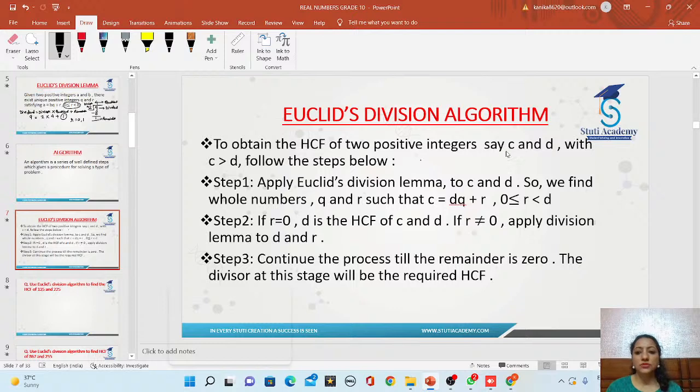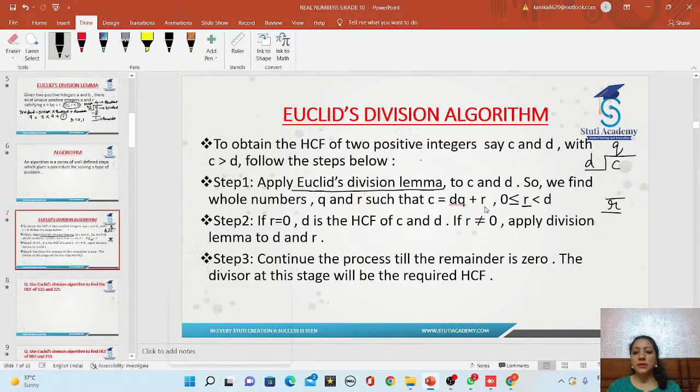So Euclid's division algorithm we use to obtain the HCF of two positive integers. Let's take two positive integers as C and D, where C is strictly greater than D. Then we follow the following steps. We apply Euclid's division lemma to C and D. We divide the bigger one, C, by D, the divisor. We'll get some quotient, let's say Q, and the remainder R. So we have C = DQ + R, where the remainder is strictly less than the divisor, or we can have the remainder as zero.